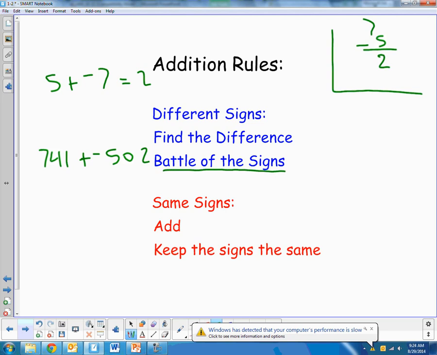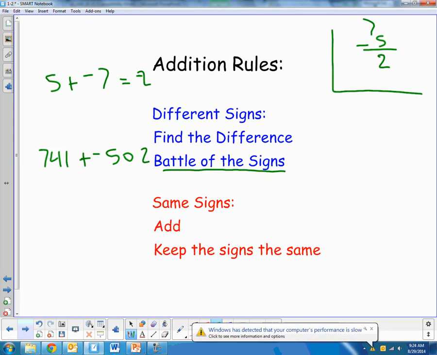Battle of the signs, you may have heard it referred to as something different, but we'll go with this. Battle of the signs means that we're looking at the two numerals, the 5 and the 7. We're not going to worry about the signs yet. We're just looking at the 5 and the 7. Whichever one's bigger, so 7 in this case, 7's bigger than 5, that's the sign that we're going to use. And so since 7 is negative, the answer is negative 2.